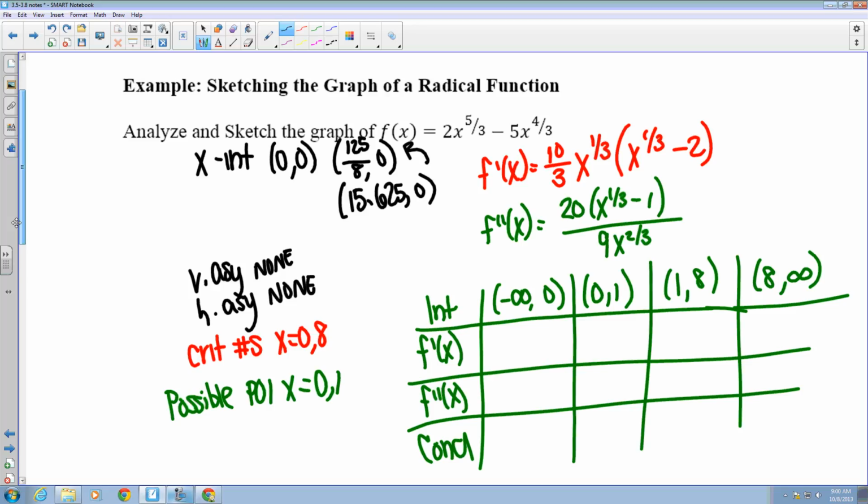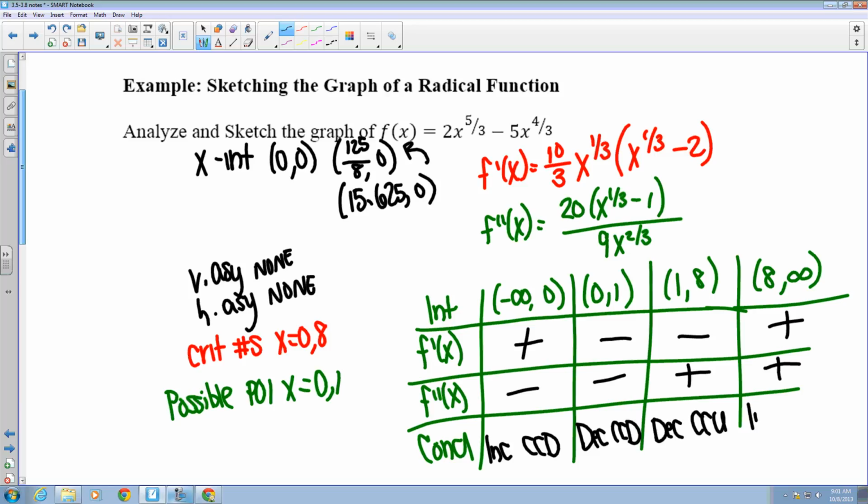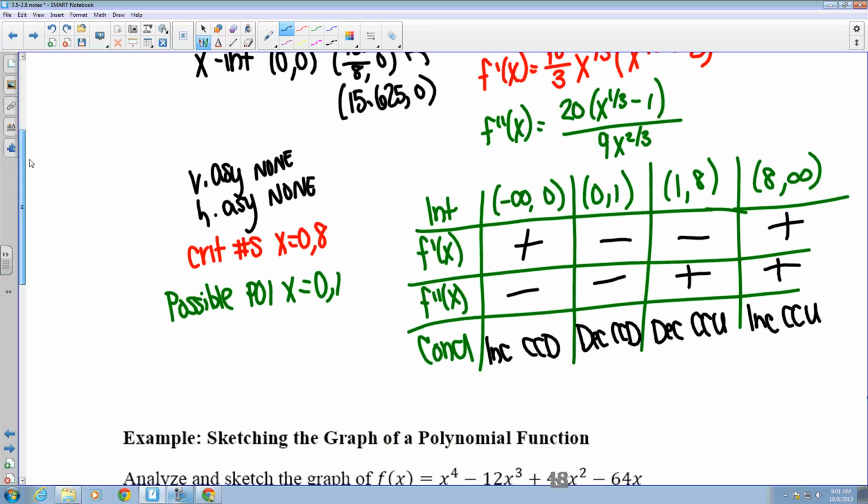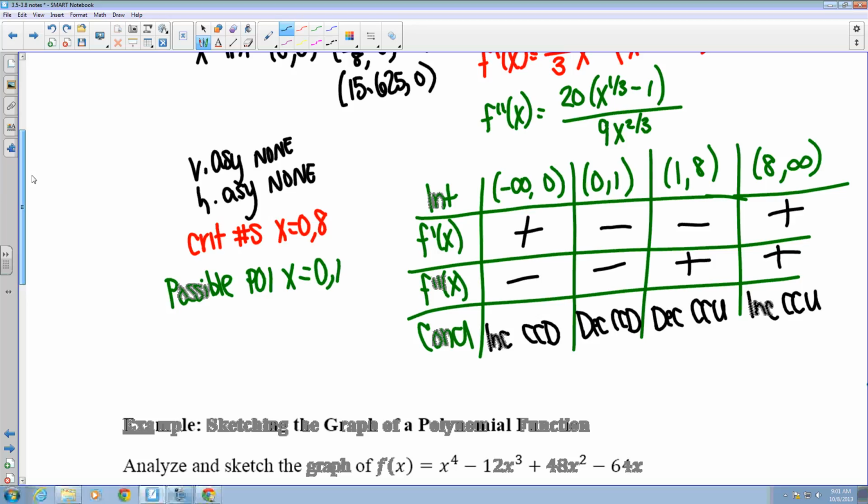Negative infinity to 0, our first derivative is positive. 0 to 1, it is negative. 1 to 8, it is negative, and 8 to infinity, it is positive. Second derivative, negative, negative, positive, positive. So our conclusion is that we are increasing while concave down, decreasing while concave down, decreasing while concave up, and then increasing while concave up. So it looks like we do have some extrema to talk about before we can sketch.